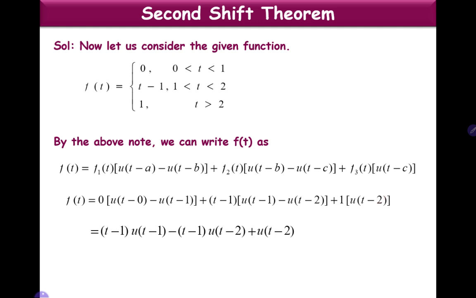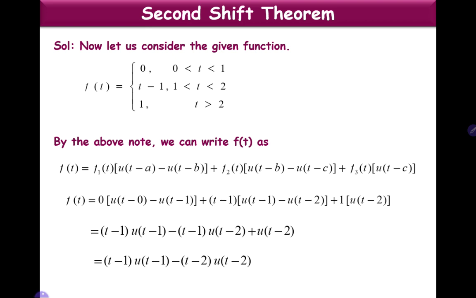That is equals to (t minus 1) into u of (t minus 1). Here, t minus 1, plus minus of (t minus 1) plus 1. That is minus of (t minus 2) into u of (t minus 2). Now if you observe here, the last equation is of the form f of (t minus a) into u of (t minus a). Here also the second term is f of (t minus a) into u of (t minus a). So here we can apply the second shift property to find the Laplace transform of the function f of t.